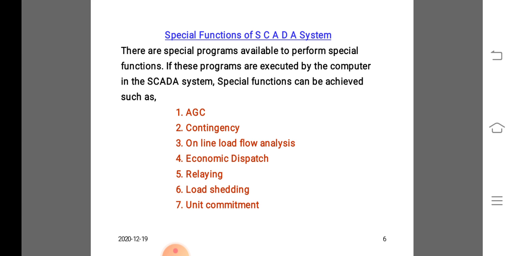A SCADA system has data acquisition, information display, and supervisory control, that means on-off generator functions or stop and start, raise or lower commands. Then information storage and result display, sequence of events acquisition, remote terminal unit processing, general maintenance, runtime status verification, economic model, remote start and stop, load matching based on economics, and load shedding.